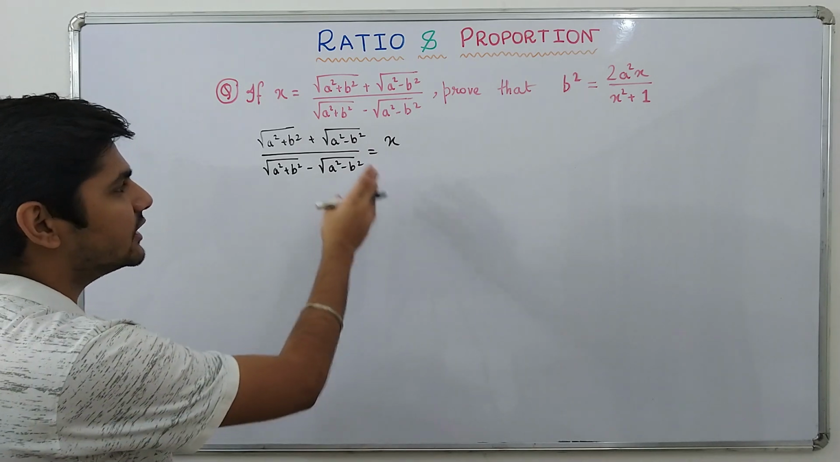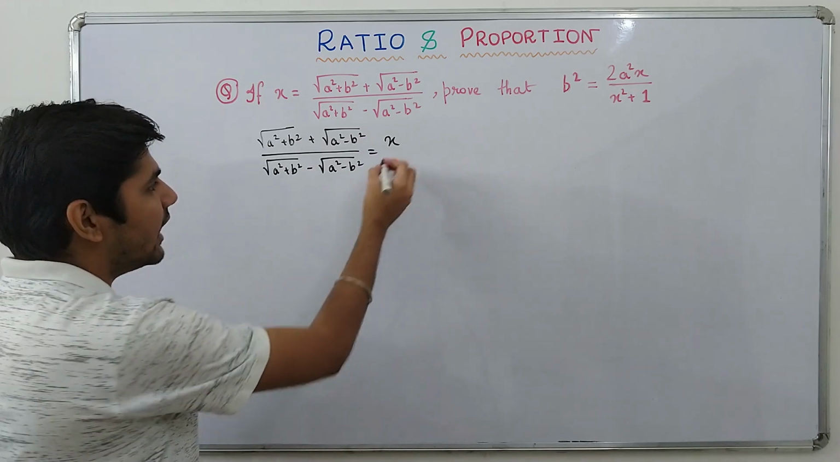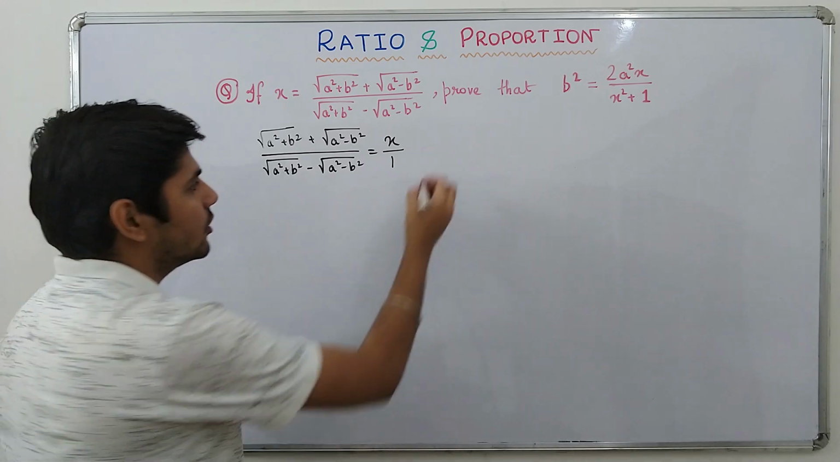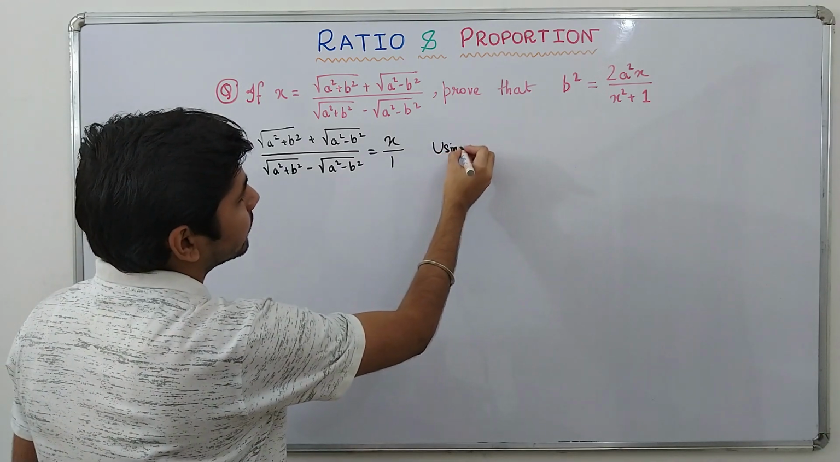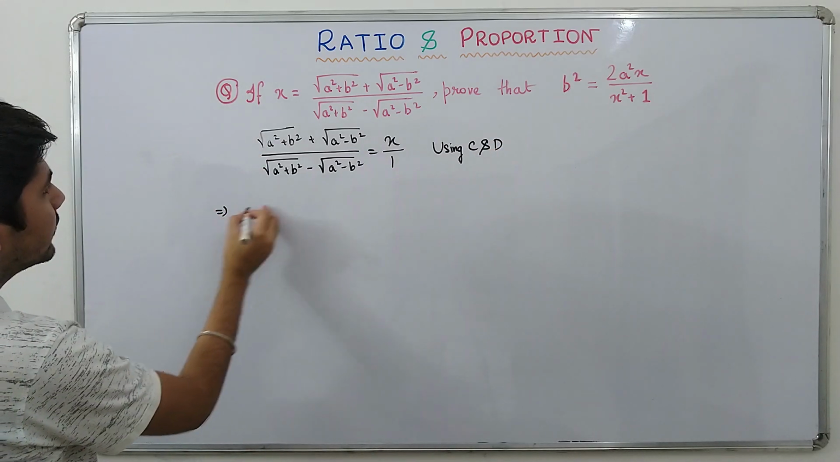Now on the RHS we just have x, but I told you the denominator is never empty, so we will have 1 over here. Now we can use componendo and dividendo. So using componendo and dividendo, what do we get?